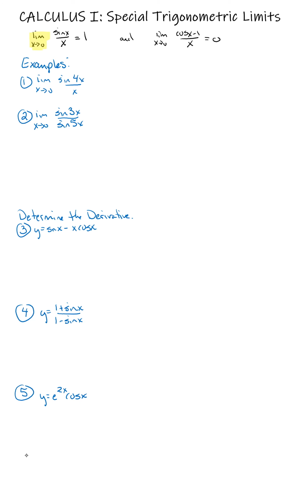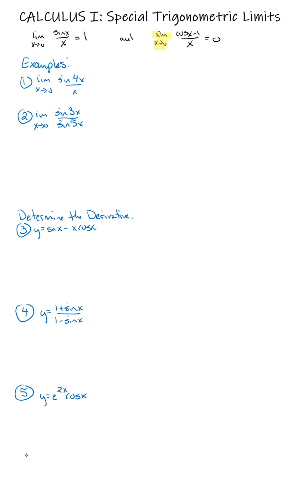The limit as x approaches 0 of sine x over x. Now you'll notice that as x approaches 0, sine x over x becomes undefined. However, it turns out that this limit, as x gets close to 0, not when x is equal to 0, but as x approaches 0, we actually get close to 1 on this particular function.